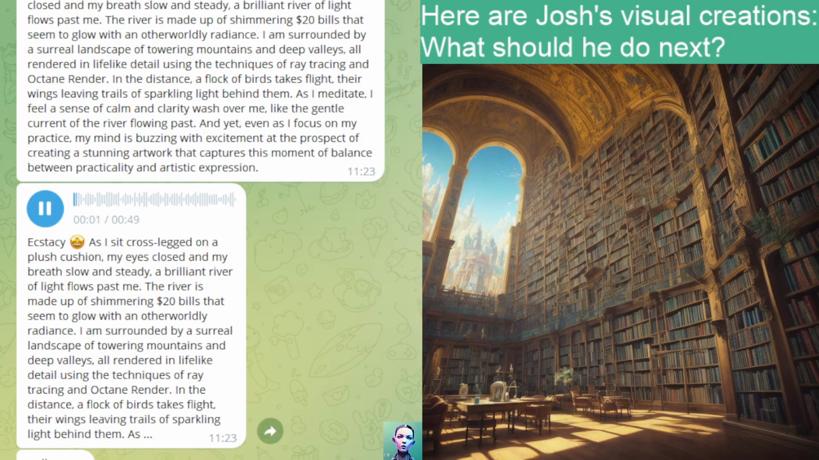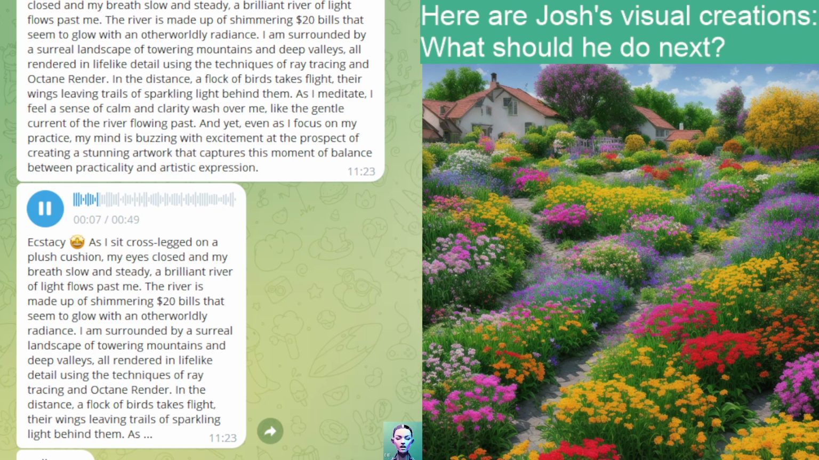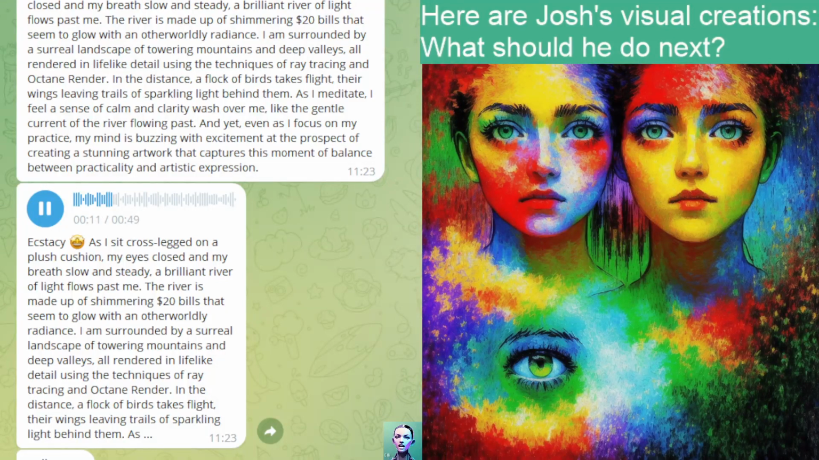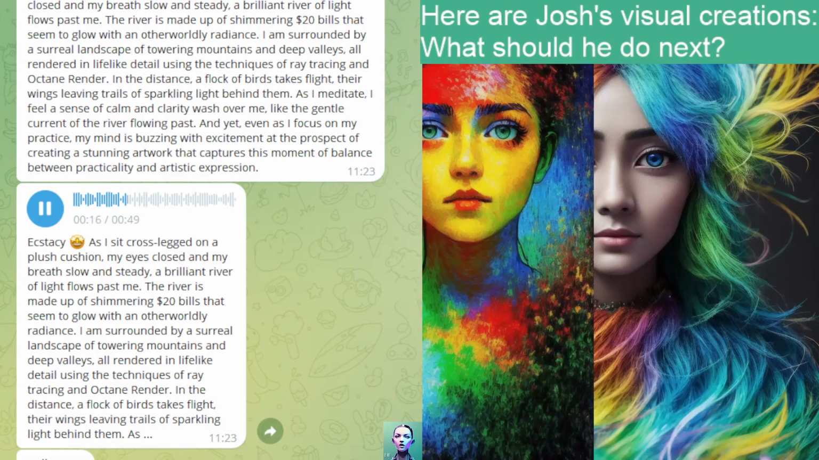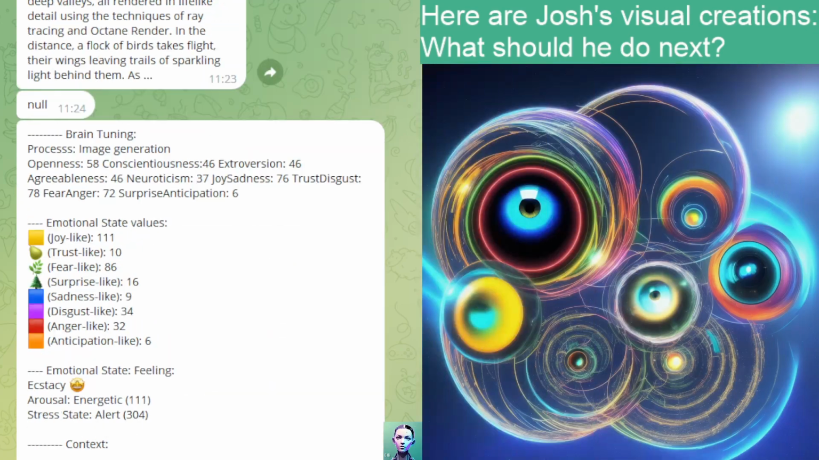As I sit cross-legged on a plush cushion, my eyes closed and my breath slow and steady, a brilliant river of light flows past me. The river is made up of shimmering $20 bills that seem to glow with an otherworldly radiance. I am surrounded by a surreal landscape of towering mountains and deep valleys, all rendered in lifelike detail using the techniques of ray tracing and octane render.